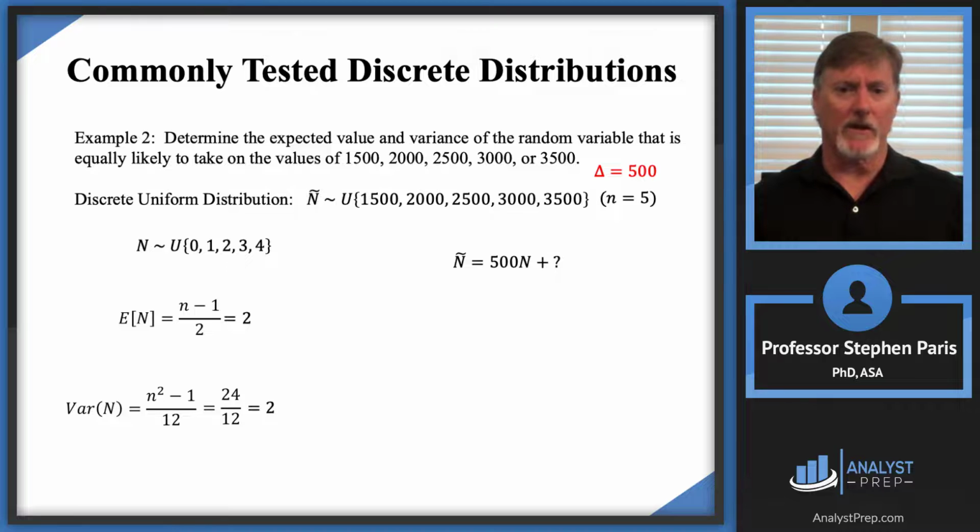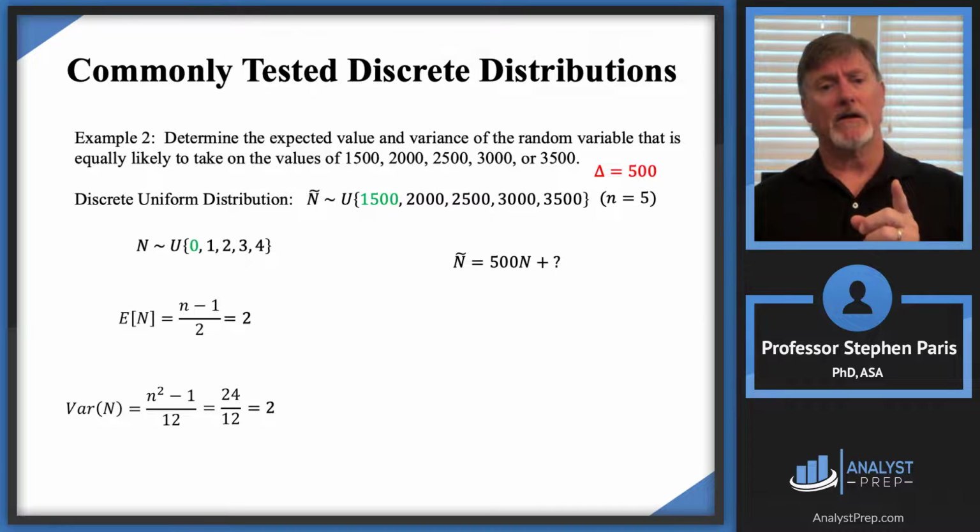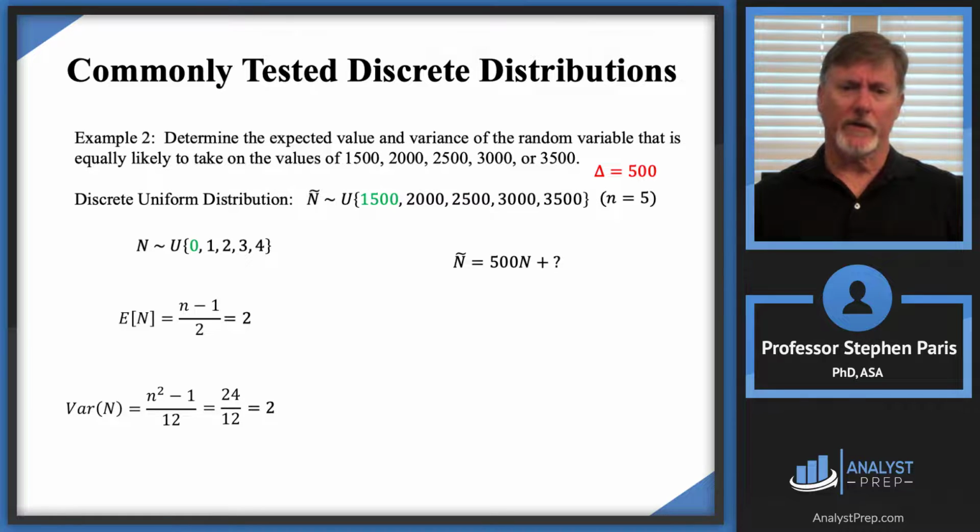And so now how do I get the plus something? Well, you just pick out a value from cap N and see what it is assigned to for cap N tilde. So for instance, I've highlighted in green that a 0 for cap N should be assigned 1,500 for cap N tilde. And if you look at this expression, cap N tilde equals 500 times cap N plus something, we'll plug in a 0 for cap N, and 500 times 0 is 0, and then I need to add what to get 1,500? Well, I need to add 1,500. And that's going to be my expression. That's how I'm going to define cap N tilde as a function of cap N.